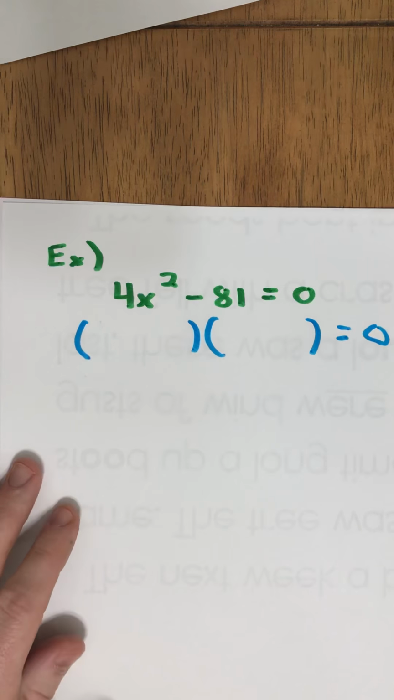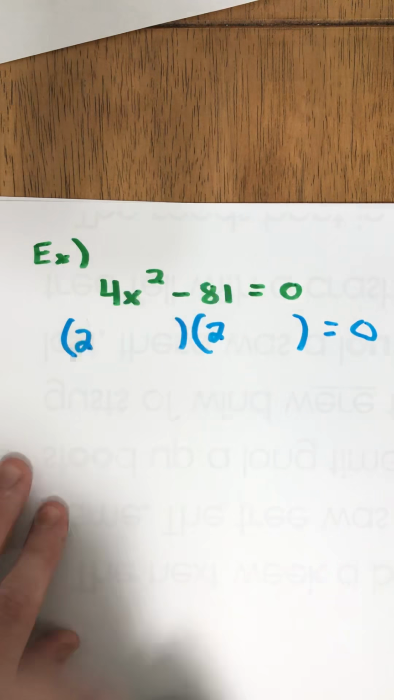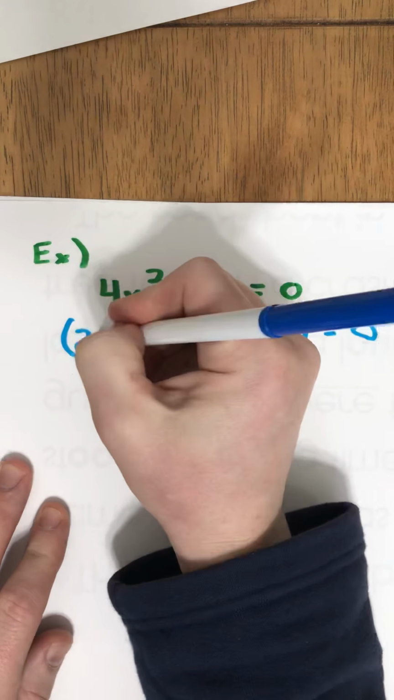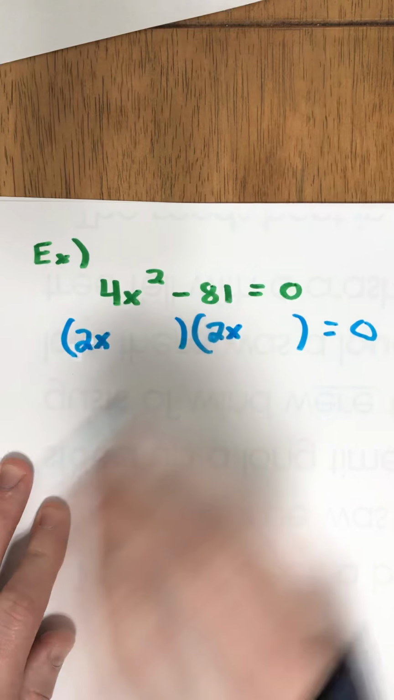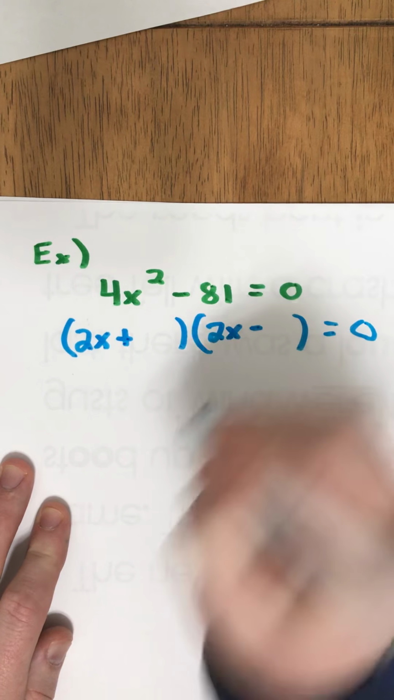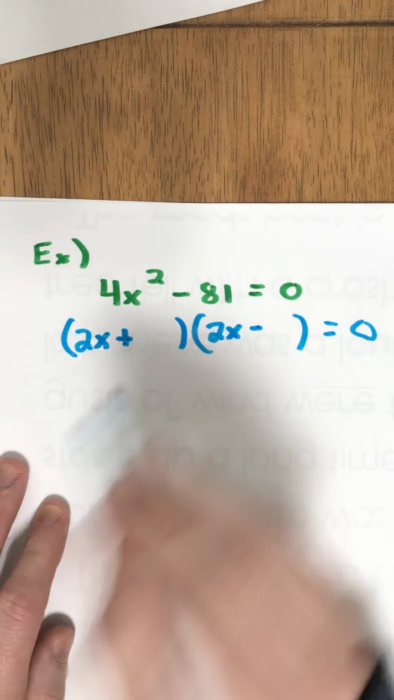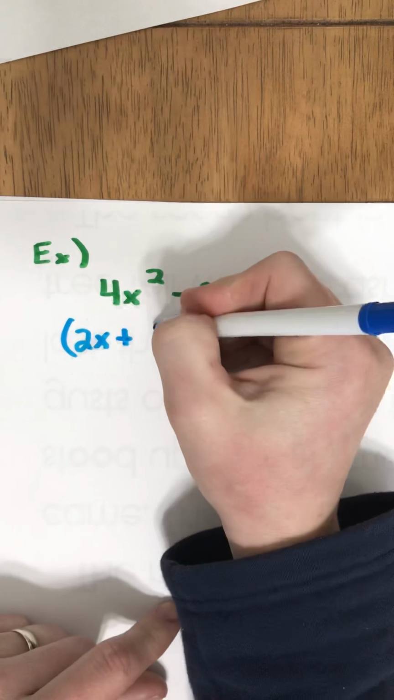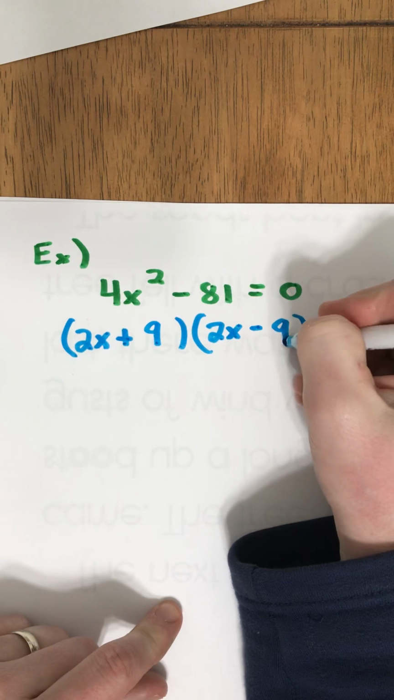Our square root of 4 is 2. Our square root of x squared is our x. Now it's a difference of perfect squares, so we're going to have a positive and a negative. And then we're going to do the square root of 81. 9 and 9.